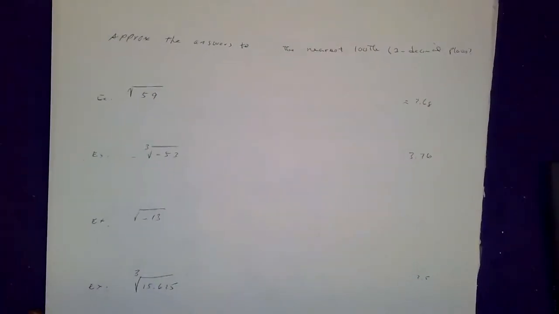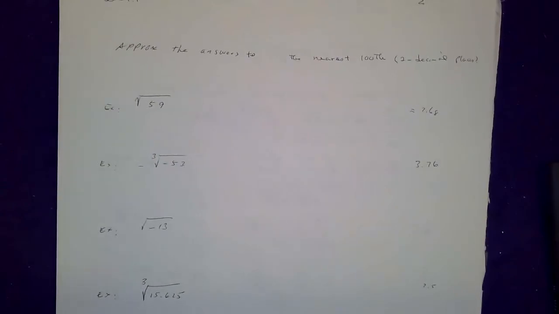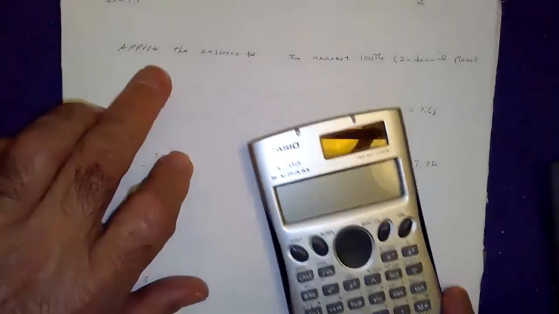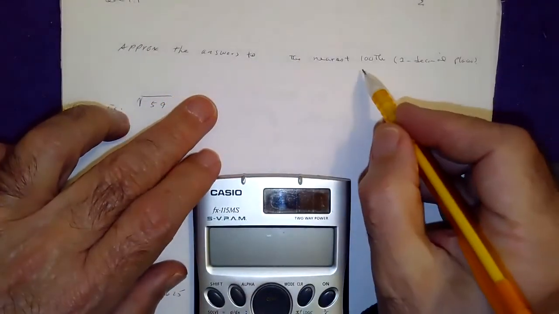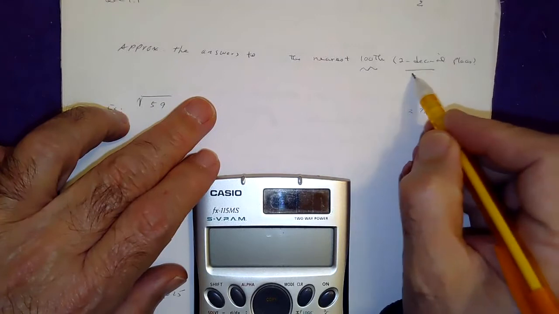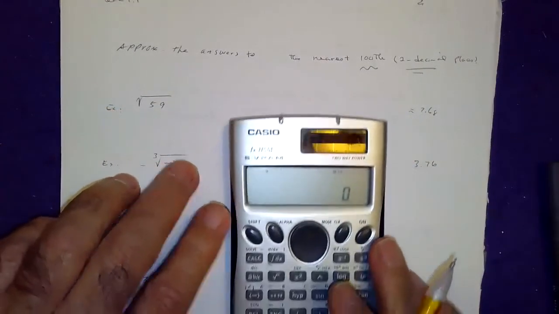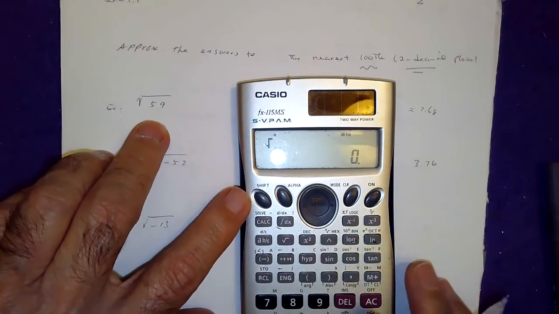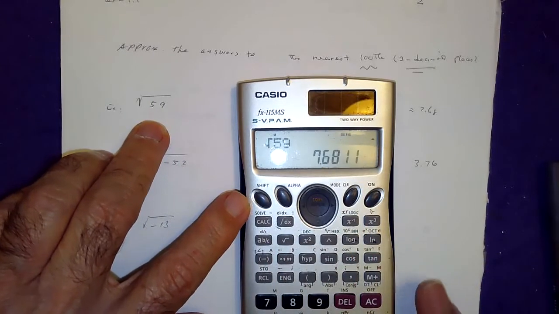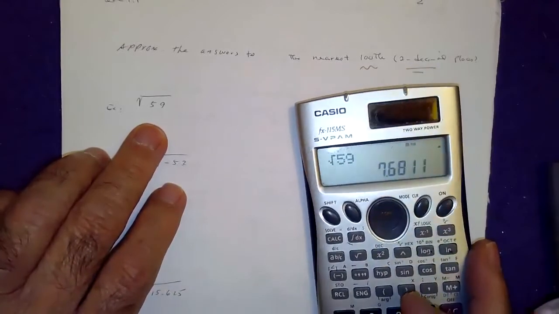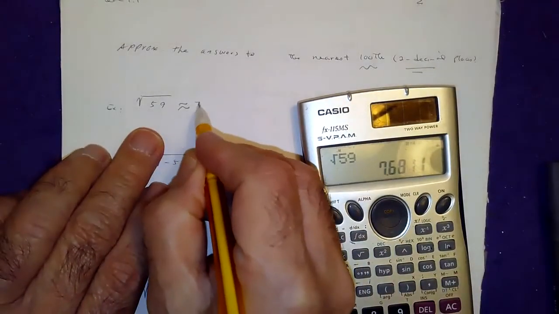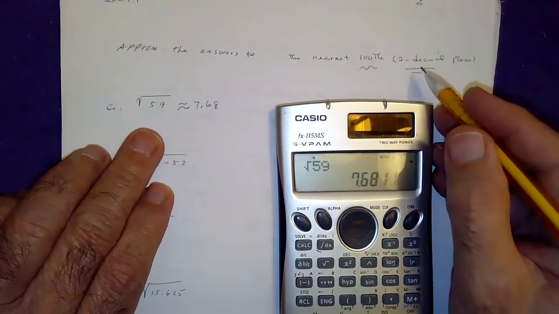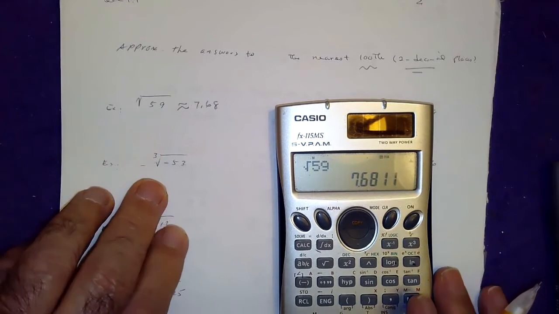Okay, sometimes the numbers are not round, so you just have to use your scientific calculator. Approximate the answers to the nearest hundredths. That means 2 decimal places. Turn on your scientific calculator, go like a square root of 59. So the answer is approximately 7.68. Notice it says round your answer to 2 decimal places.